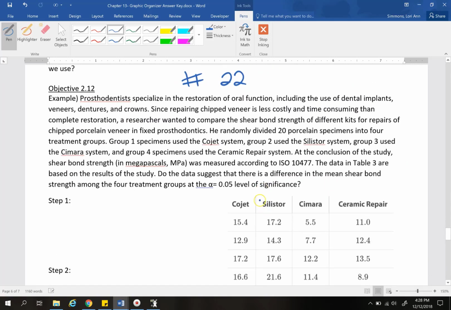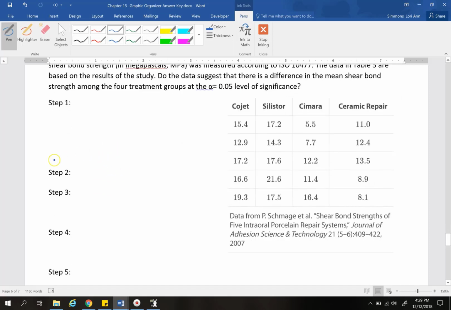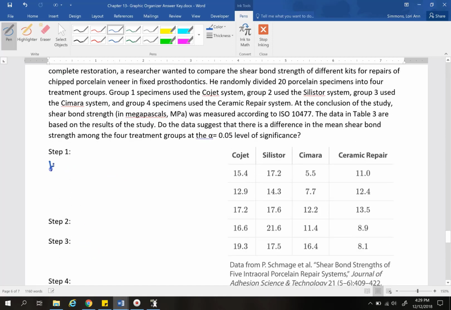All right, we're still working with the same example. The question now asks, do the data suggest that there is a difference in the mean shear bond strength among the 4 treatment groups at the alpha equaling 0.05 level of significance? So here we're going to do our hypothesis testing. There are 5 steps. Remember, the first step is to state the null and the alternative.